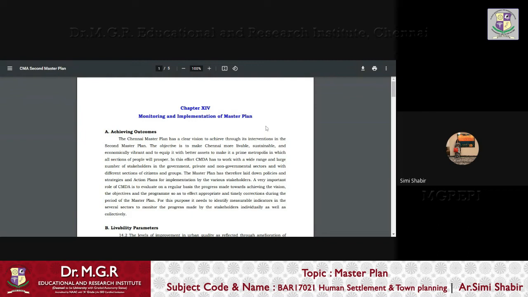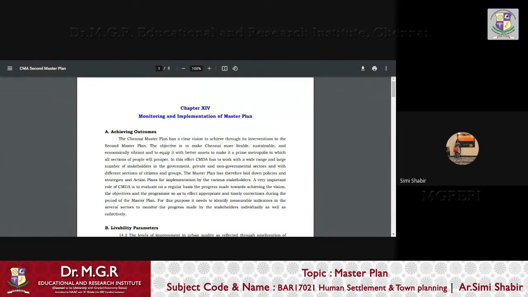Now, in the earlier presentation, we saw how the strategies were laid out. The objectives were laid out, the agencies were identified, the timeline was identified. Now, this is just 10% of the entire master plan jobs that were assigned. The next step would be to monitor and implement the master plan.